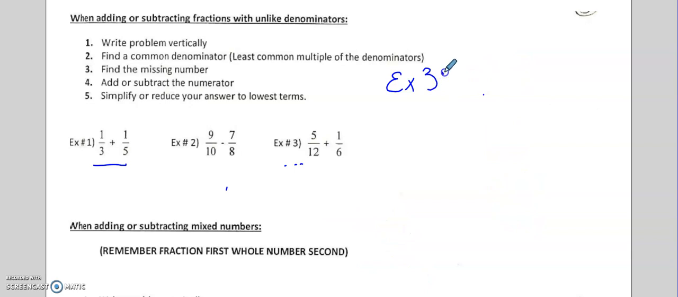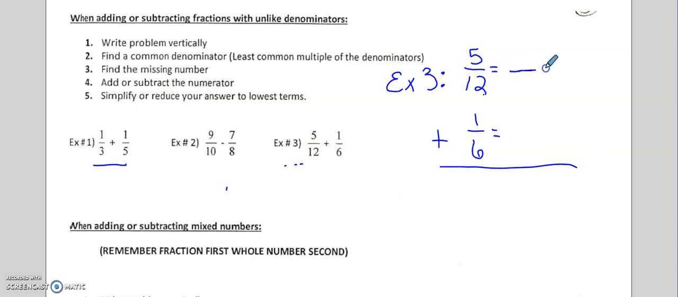I erased example 2. I know you're doing it on a side paper. Example 2 is 5/12 plus 1/6, and I need to find the least common denominator. I know that 12 is a multiple of 6. So always think mathematically: if 12 is a multiple of 6, then the least common multiple has to be 12. So my least common denominator is going to be 12.